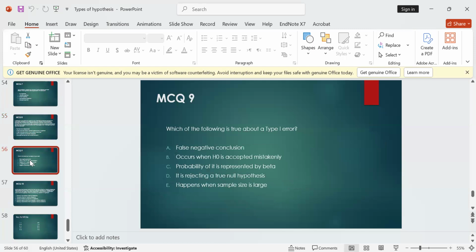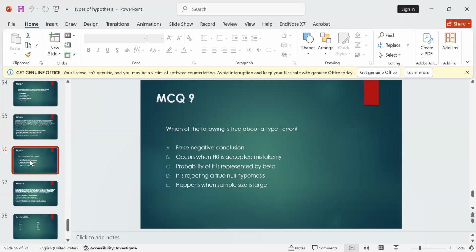MCQ number 9. Which of the following is true about a type 1 error? A. False negative confusion. B. Occurs when null hypothesis is accepted mistakenly. C. Probability of it is represented by beta. D. It is rejecting a true null hypothesis. Or E. Happens when sample size is large.